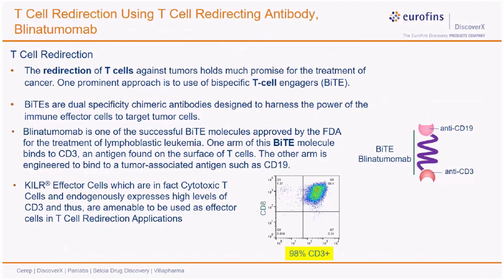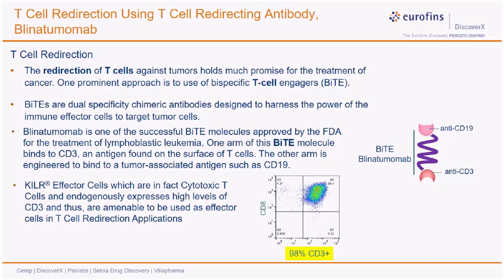Now I will switch gears a little bit and talk about other potential applications for killer CD16 effector cells. One of the other key applications for these effector cells would be in T-cell redirection. A little bit of background on T-cell redirection. Redirection of T-cells to target tumor cells holds a good promise for treatment of cancer.